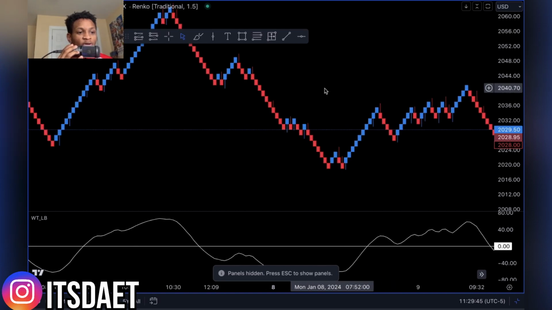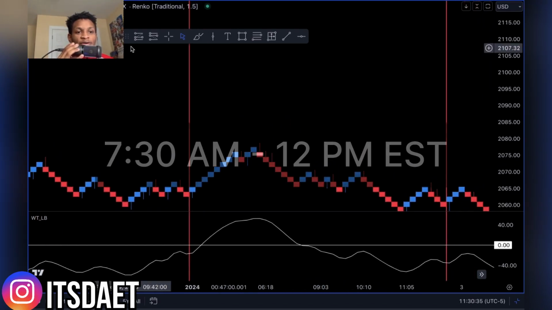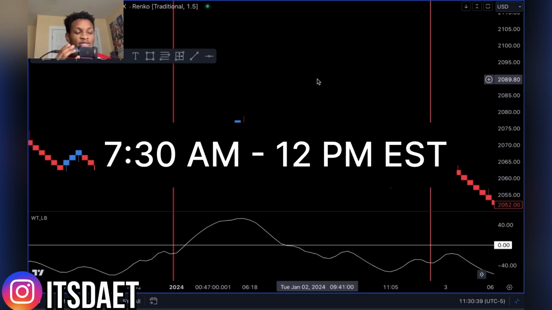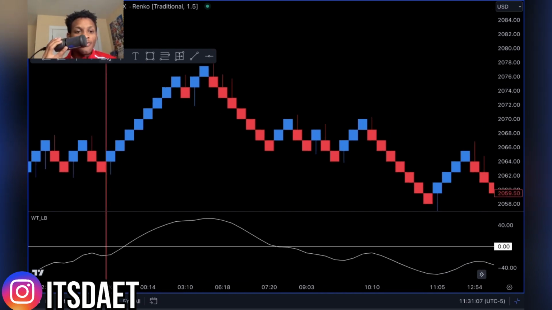My strategy only consists of getting 10 pips. I have a 10 pip stop loss and a 10 pip TP. I trade from 7:30 a.m. Eastern Standard Time to, I want to say, 12 p.m., right? But I only take one trade a day with this strategy. Whatever the brick is before 7:30 determines how you're going to view the markets.